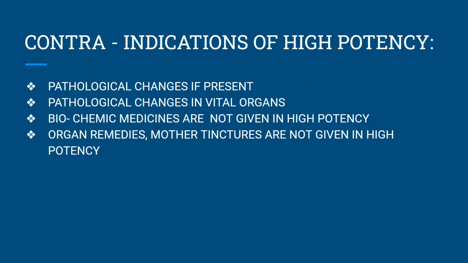Now what are the contraindications of high potency? Pathological changes present is a contraindication for high potency. Pathological changes in vital organs. In such cases, high potency is not given. So, in these cases, we have to give low potency. Biochemic medicines are not given in high potency. Organ remedies, mother tinctures are not given in high potency.